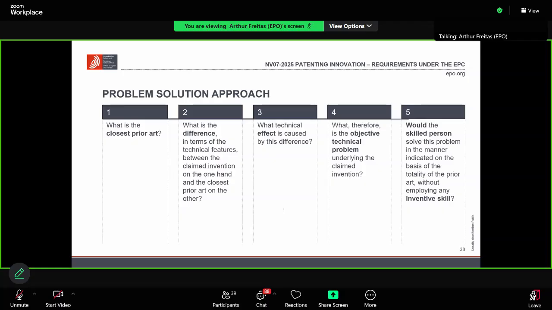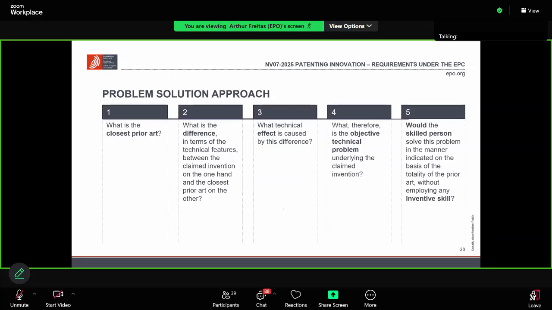Then I look around: do I have other documents pointing to that? Are there any documents talking about a touchscreen display, maybe another device that would hint to that solution? Are they compatible? Can I combine those two documents? Those are all questions we have to answer when we're working the problem solution approach. All right, so the problem solution approach is a systematic way we do things, not gut feeling, not some customized way. We need to follow this structure.